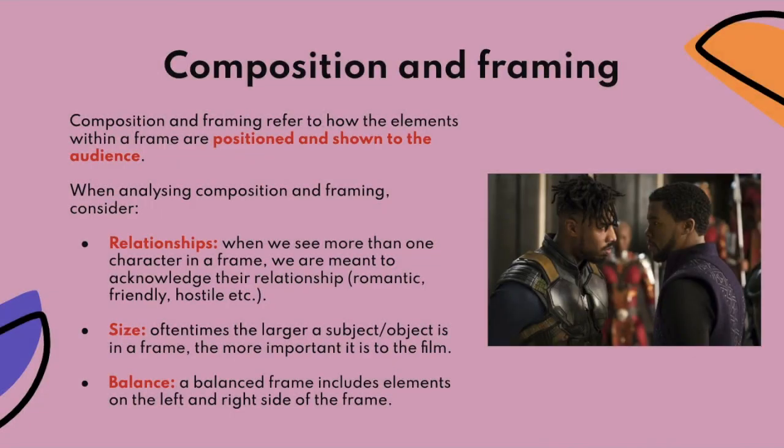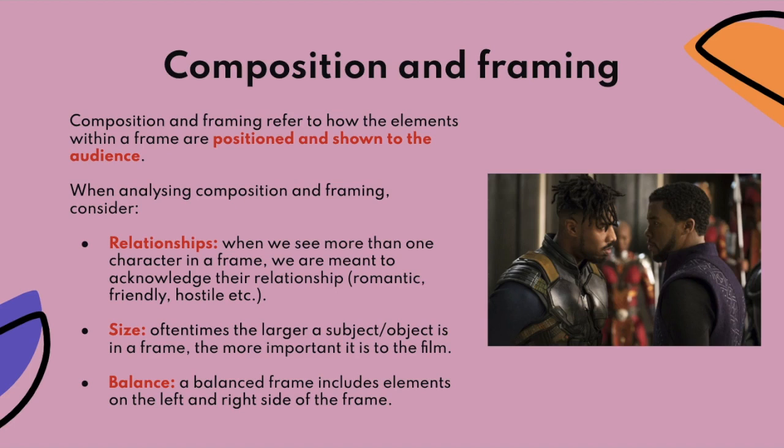So when we analyse mise-en-scene, another element that we want to look at is composition and framing, which refers to how elements within a frame are positioned and shown to the audience. When we analyse composition and framing, we want to consider the relationships between the characters in a frame. More often than not, when we see more than one character in a frame, we're meant to acknowledge their relationship, whether that's a romantic relationship, a friendship, or two enemies who display hostility towards each other.